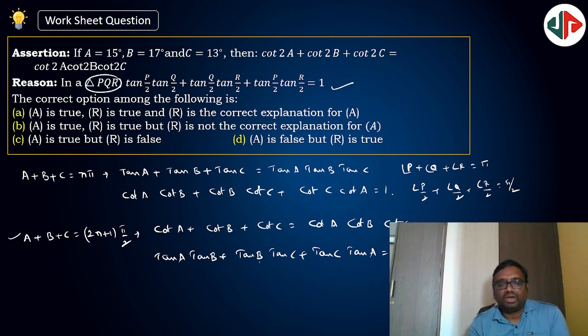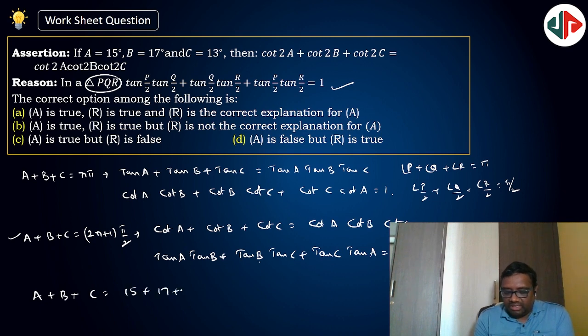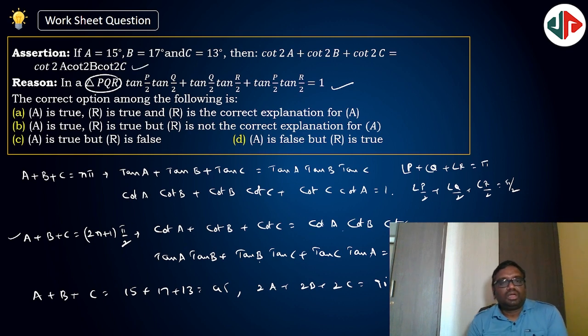Correct. Here, A plus B plus C is how much, as given? 15 plus 17 plus 13, 45. That means 2A plus 2B plus 2C is equal to 90 degrees. Then what is the condition? Cot A plus cot B plus cot C is always equal to cot A into cot B into cot C. That is correct. So A is correct and R is a correct explanation of A.